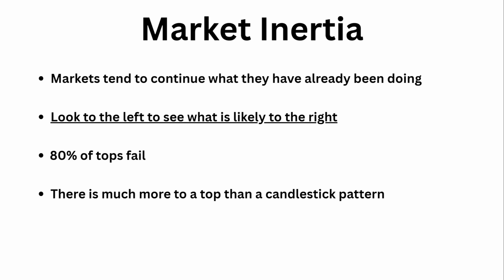In a bull trend, about 80% of tops will fail and become bull flags. In a bear trend, about 80% of bottoms will fail and become bear flags. In a trading range, where price has just been consolidating, about 80% of breakout attempts, up or down, will fail.